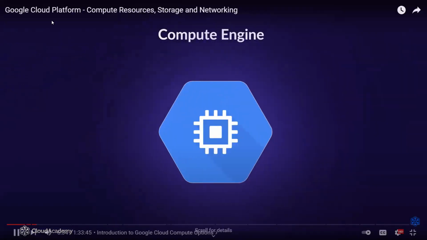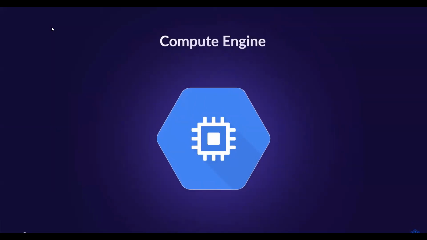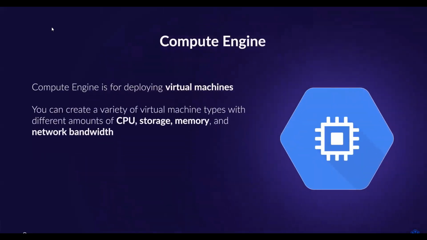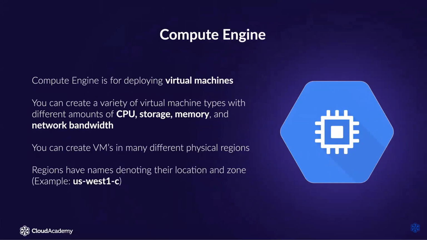As I've said, it is analogous to Amazon's EC2, but let's get a little more specific for folks who may not know AWS. Compute Engine is for deploying virtual machines. You can create a variety of virtual machine types with different amounts of CPU, storage, memory, network bandwidth. You can create VMs in different physical regions, as Google Cloud has data centers all around the world. And then regions have names denoting their location, like US West 1.